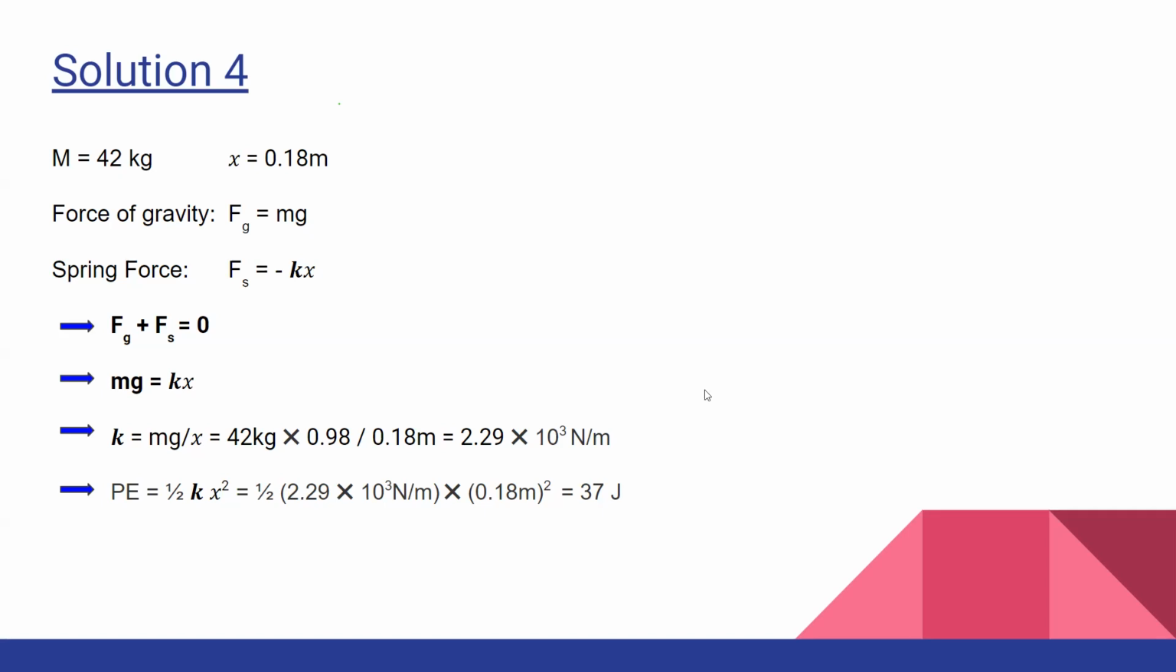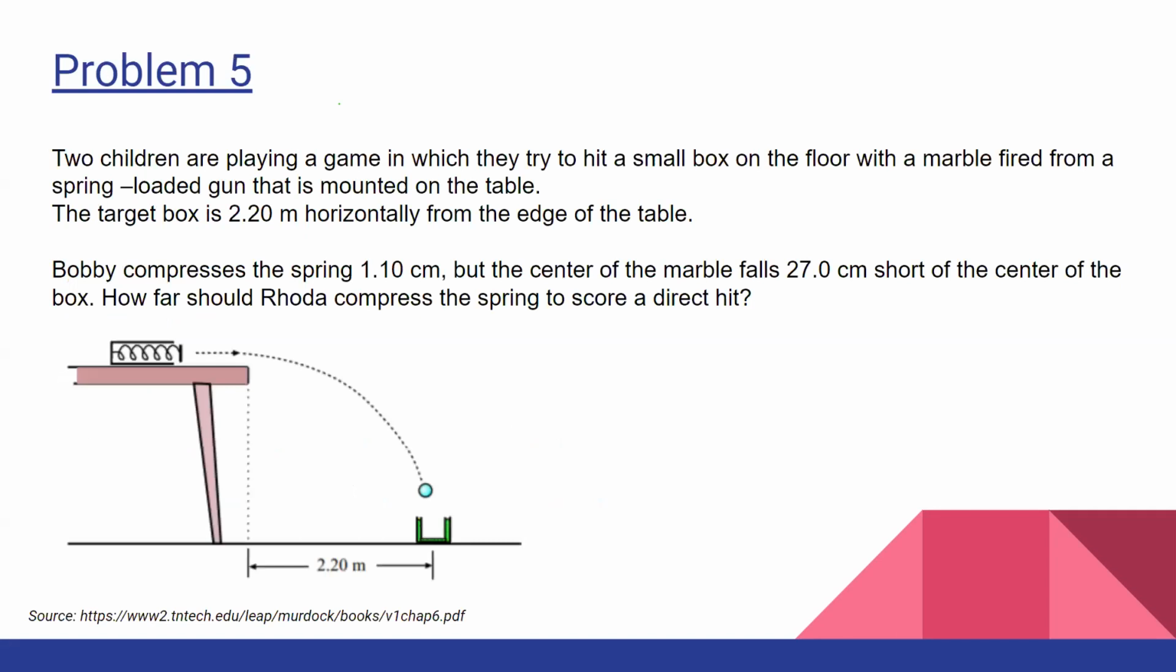So this problem needs a bit more than just your normal force analysis that we've been doing so far. You have to know a bit of kinematics, but we can still try it. So we have two children that are playing a game in which they try to hit a small box on the floor with a marble fired from a spring-loaded gun with an ideal spring, and that is mounted on a table. This target box is 2.2 meters horizontally away from the edge of the table.